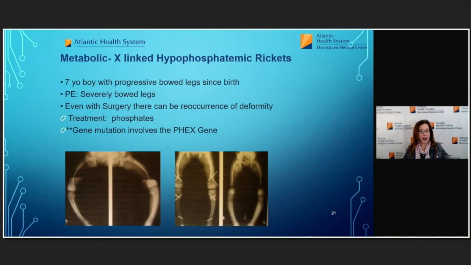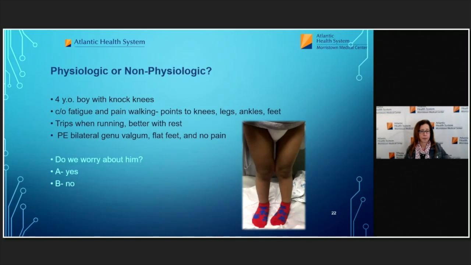Just to throw in metabolic X-linked hypophosphatemic rickets, this is a 7-year-old with progressive bowing who had surgery for his bowing. And he had osteotomies, his legs were straightened out, but this is a kind of problem where the bone continues to be soft, and he continued to bow even after he was fixed. And he's treated with phosphates, and this is a gene mutation which involves the PHEX gene.